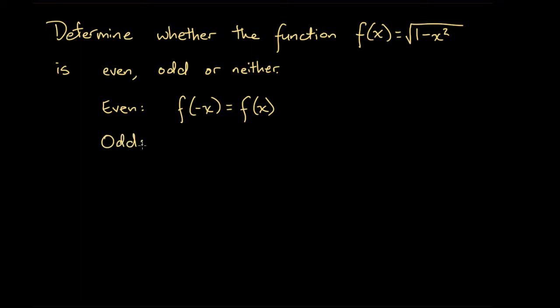Well, a function is odd if f of negative x equals negative f of x. That means for this function, whenever we see x, if we were to replace it with negative x, and then simplify this expression, if that equaled negative f of x, in other words, this same original equation with a negative sign out the front, then we could say that this function is odd.